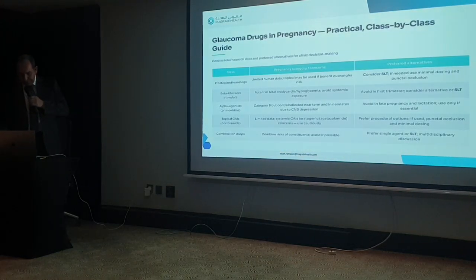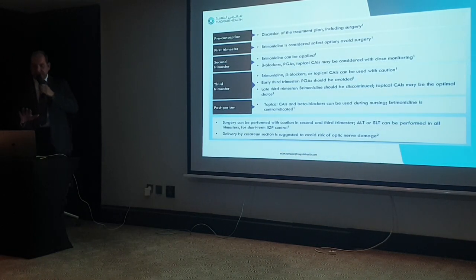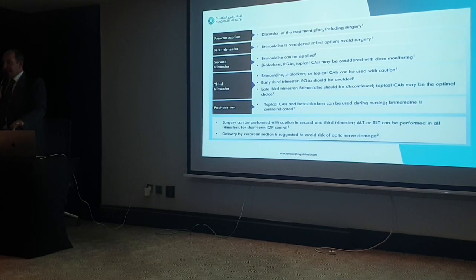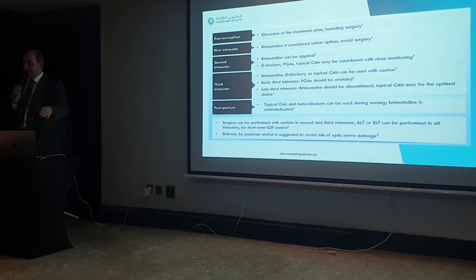Just take a shot of this one. It is very easy and very concise, and shows how to deal with this patient. For first trimester, second, lactating, every trimester, you will have what we are going to use. In preconception, you can take whatever decision you want. You can do surgery, you can do medication, whatever.